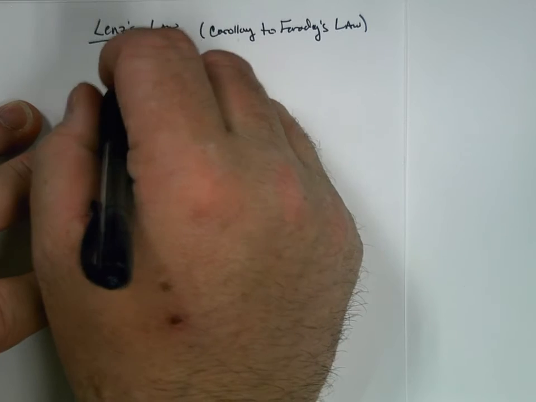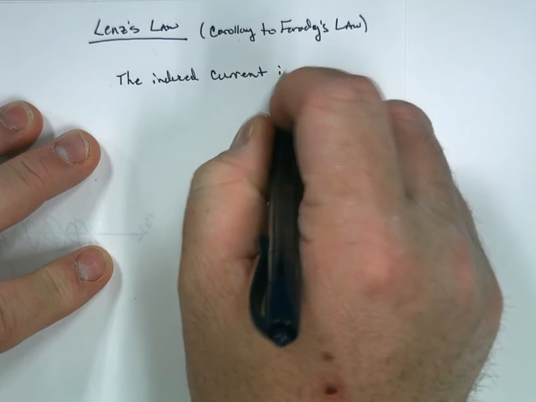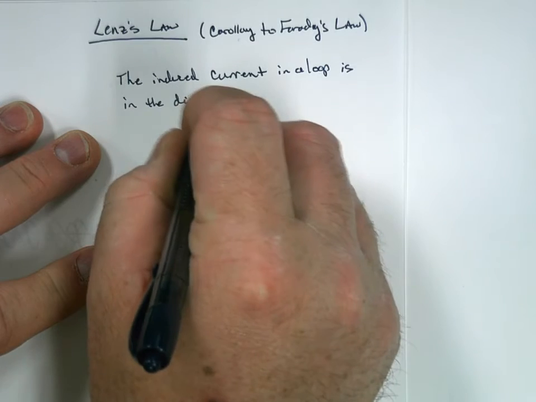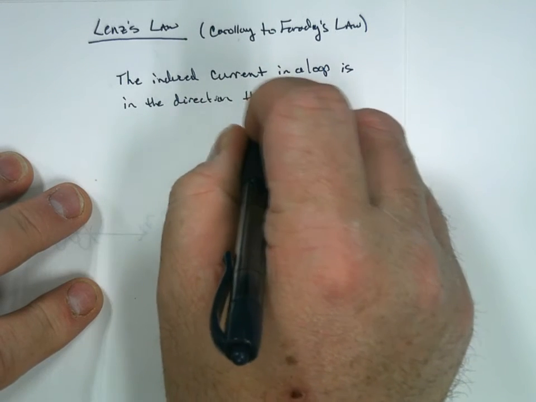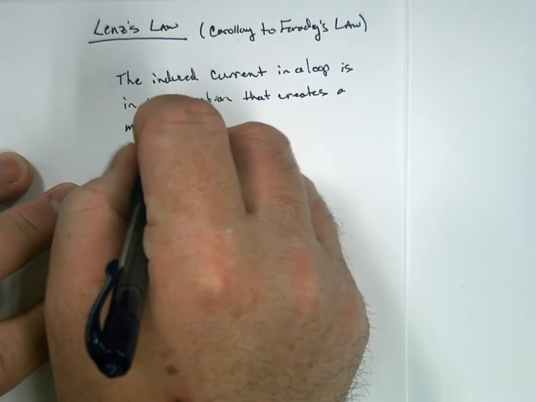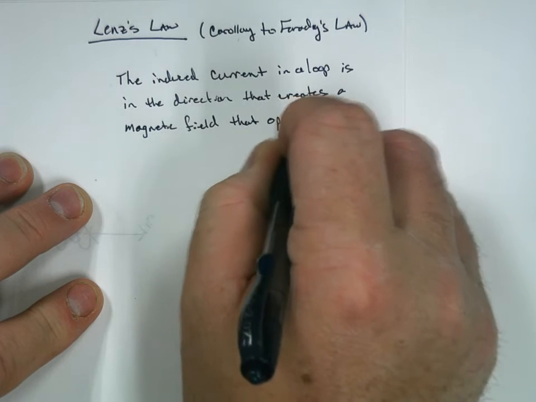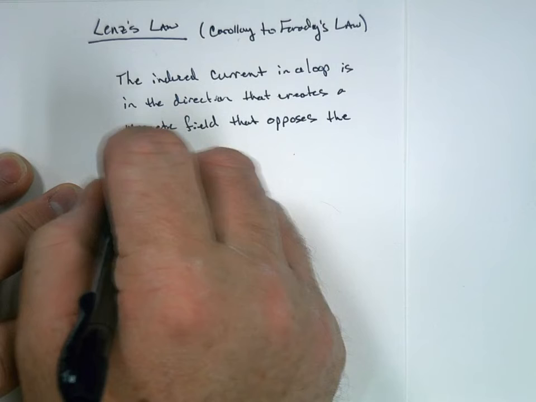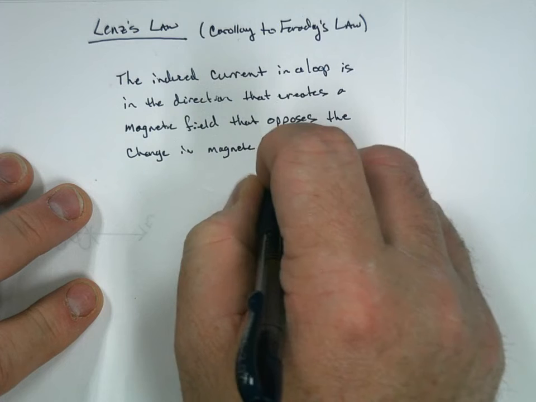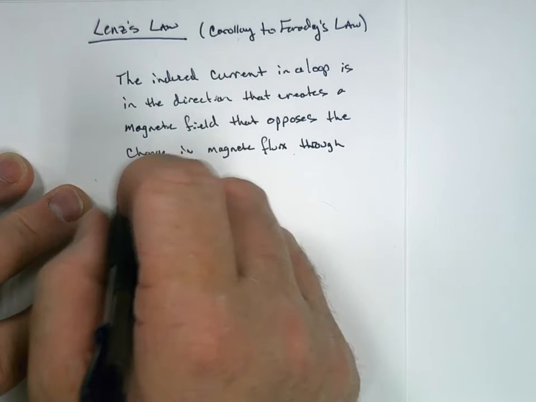The induced current in a loop is in the direction that creates a magnetic field that opposes the change in magnetic flux through the area of the loop.